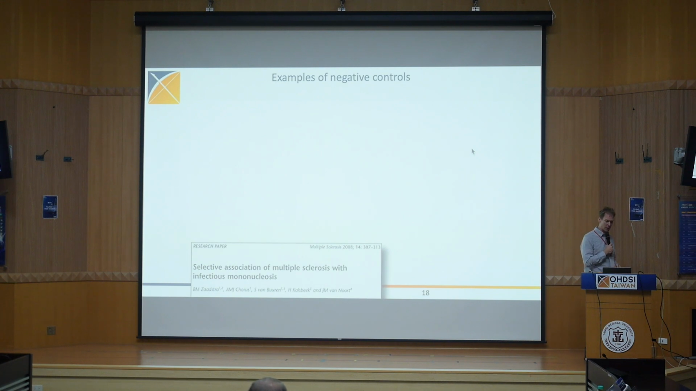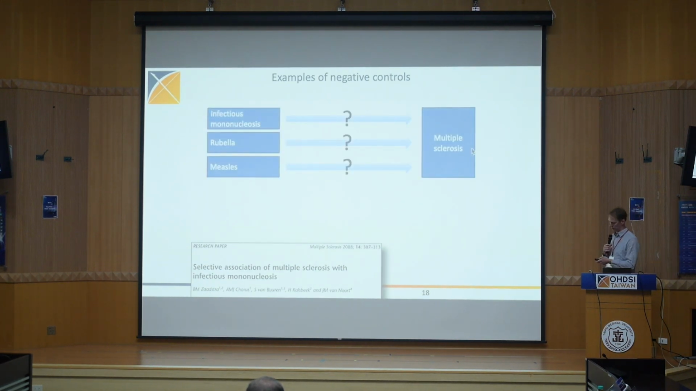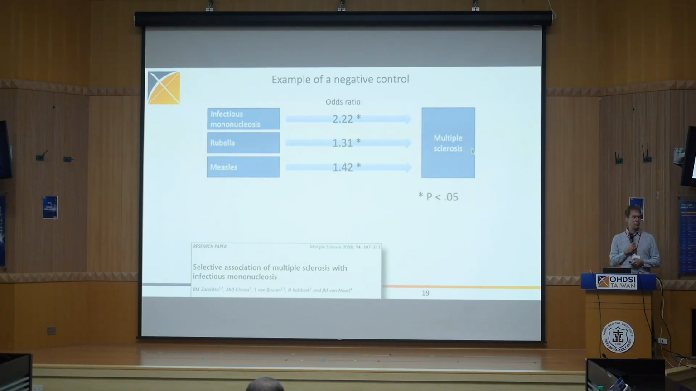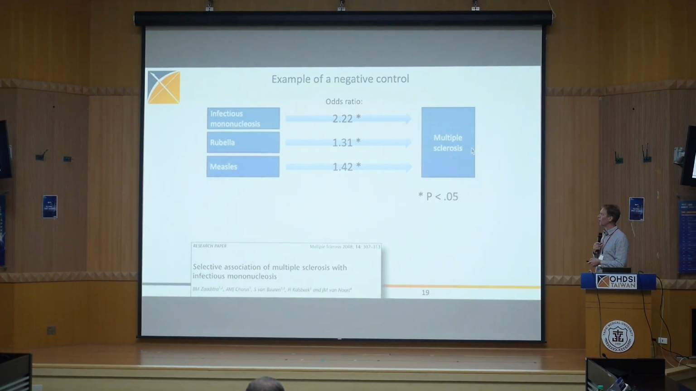where they looked at whether childhood diseases cause multiple sclerosis later on. For example, they looked at 3 diseases: infectious mononucleosis, rubella, and the measles, and then they measured whether people later on got multiple sclerosis. They computed odds ratios for all 3, and all 3 were statistically significant.